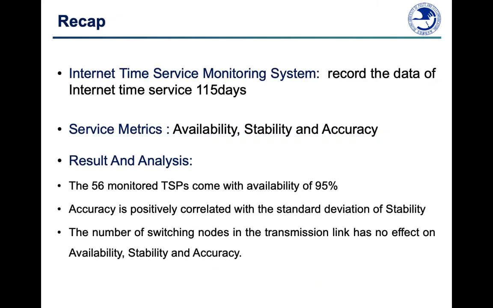In this paper, we built a system to monitor the performance of time service providers all over the world and recorded the data of Internet time service. We also propose 3 metrics: availability, stability, and accuracy, to analyze the time service performance of each monitored time service provider. From experimental results, the 56 monitored time service providers come with availability of 95%.